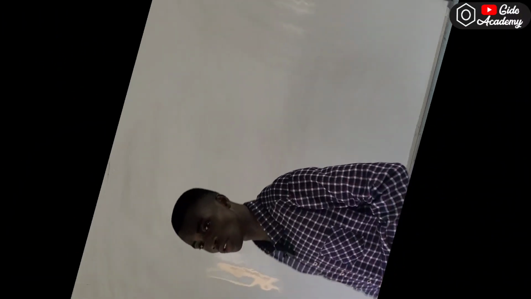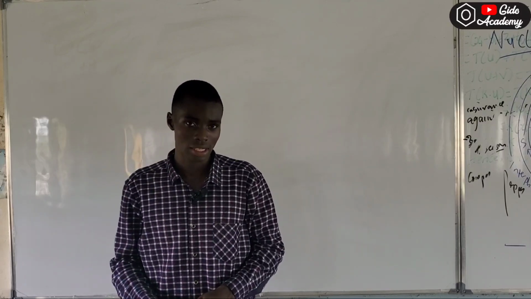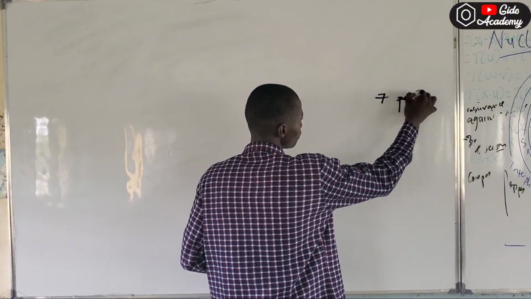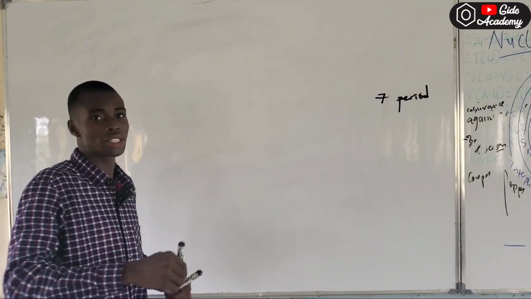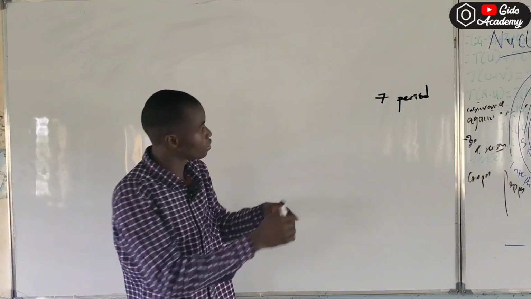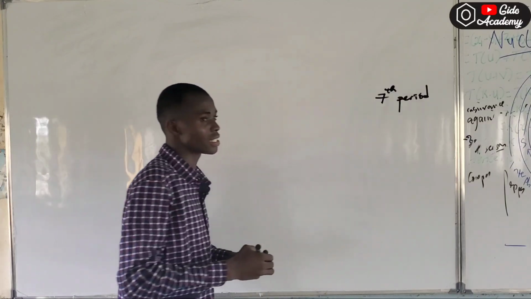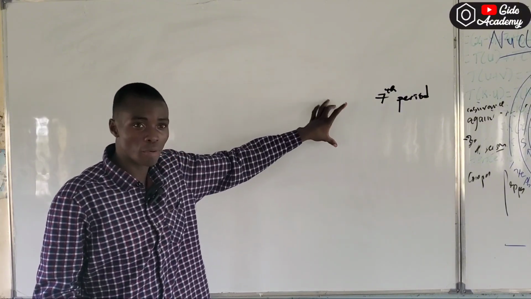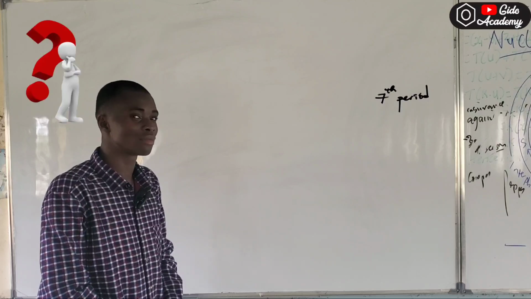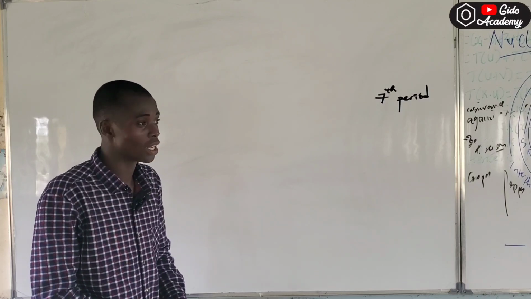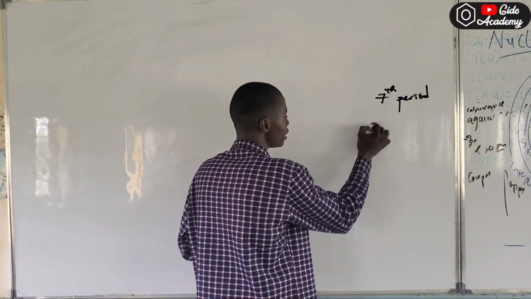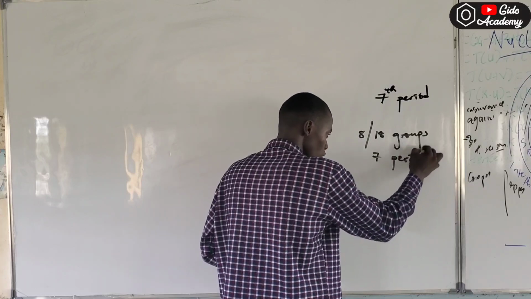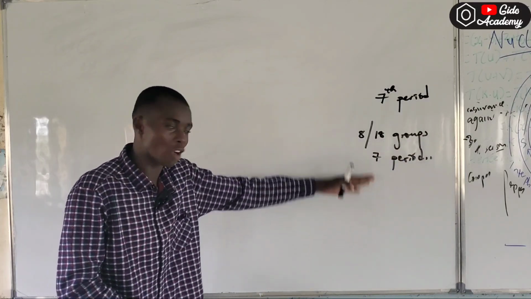A student came to me three days back and asked, "Sir, the seventh period in the periodic table contains how many elements?" I asked him, "Big boy, how many periods do we have in the periodic table?" He said 13. I said no. In the periodic table, we have 18 groups and 7 periods. Now, let me explain this first before I come back to the concept we have for the day.